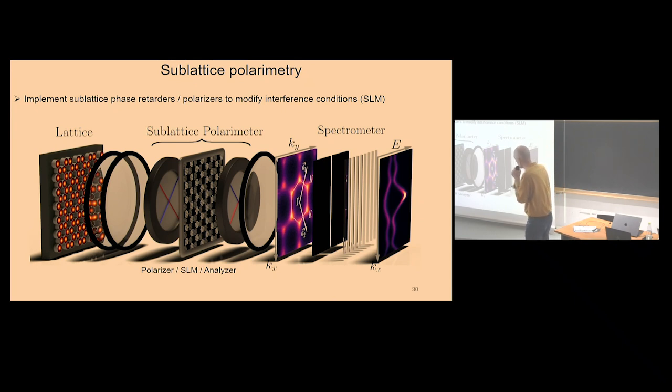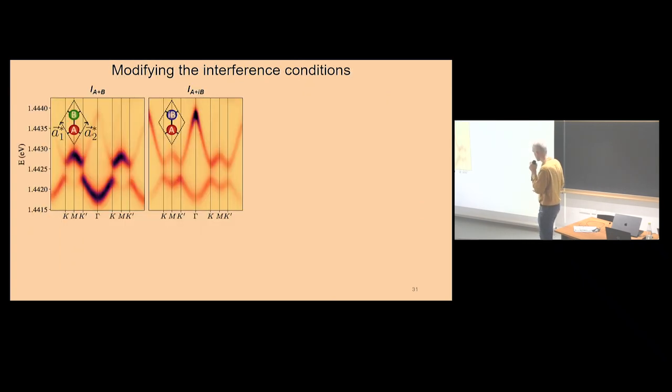We do a real space image of the lattice onto a spatial light modulator, and selectively we introduce a given phase onto one sublattice with respect to the other. It's exactly what a quarter wave plate would do for a polarization state of light, but here we do it for the sublattice polarization. So let me give you an example. This is the typical dispersion measurement that I showed so far, with the interference conditions that I described.